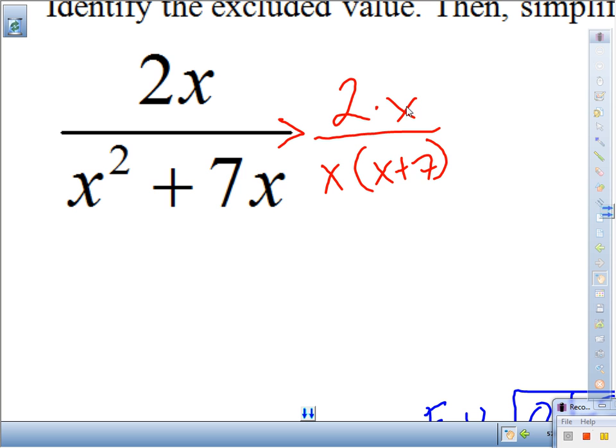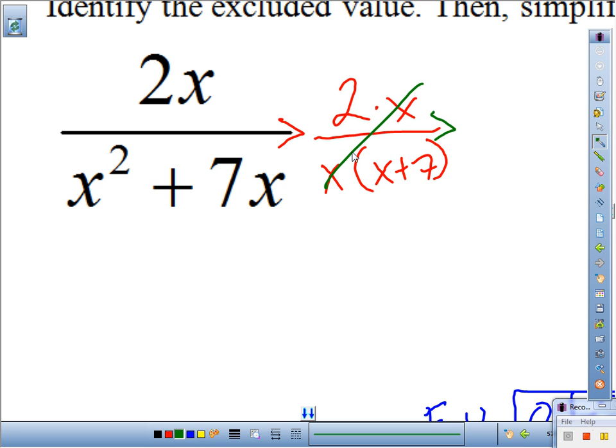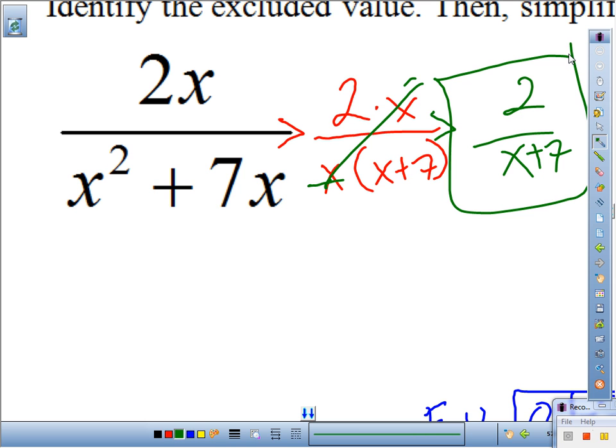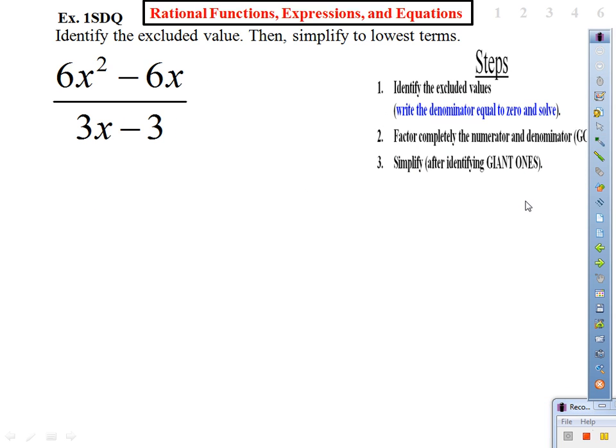We can write the numerator as 2 times x, and this one is x times the quantity x plus 7. So far, so good? And from there, identify a giant 1. There it is, and we're left with 2 over x plus 7, and we're done. Hands up if you got that. Okay. Yeah, we got this, yes? Let's crank it up a notch.